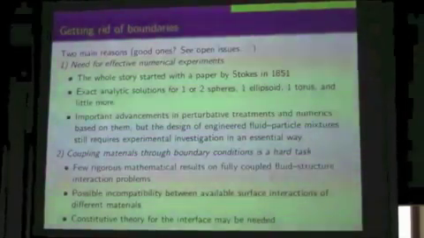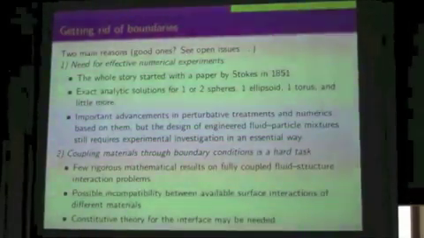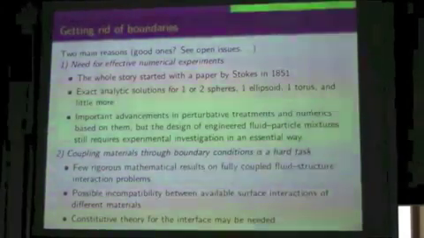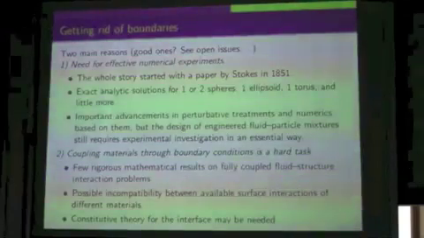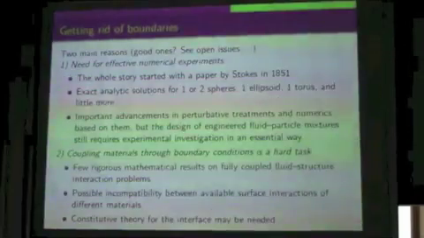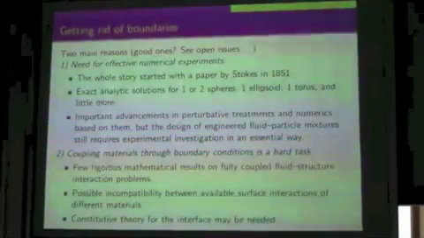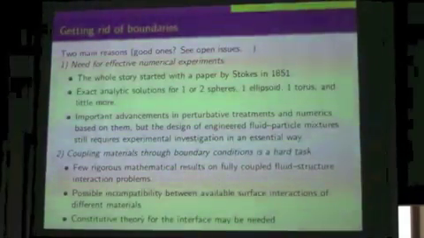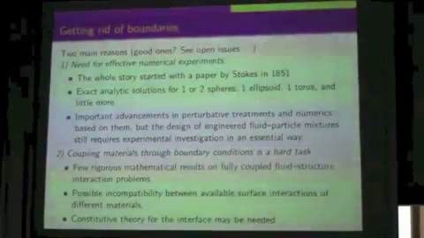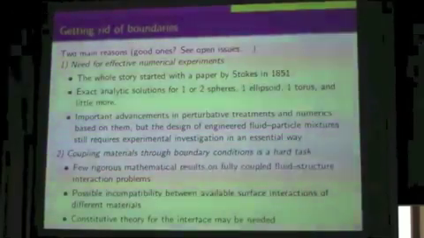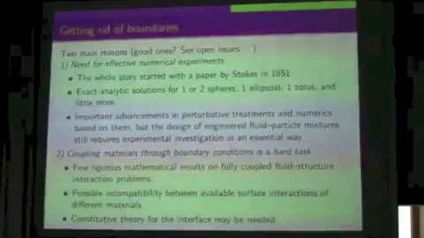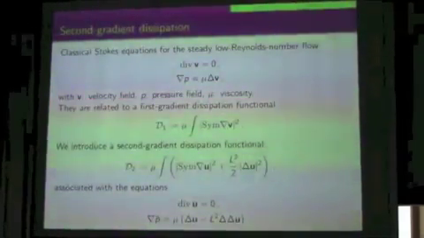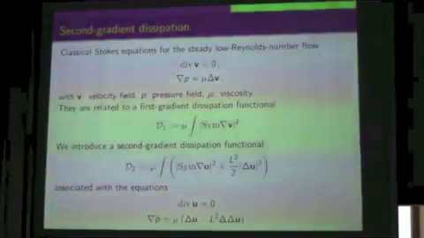Another motivation is the fact that coupling different materials to boundary conditions, we all know that may be a very hard task. And in fluid structure interactions, there are, of course, many research going on, but there are few rigorous mathematical results on fully coupled systems with different materials interacting. And there are possible incompatibilities between the boundary interactions we may want to use, and constitutive theories for the interface may be needed, but again, that's not so easy to have good ones. So I tried to get rid of those boundaries. And it turns out that an essential tool in doing this is a second gradient dissipation functional.